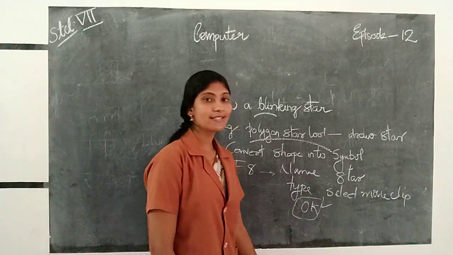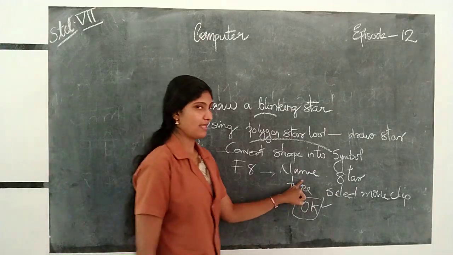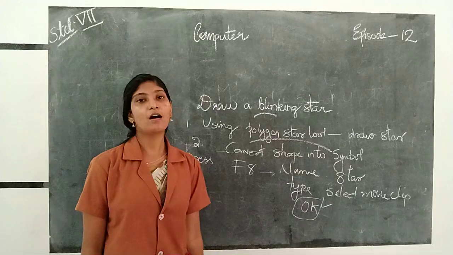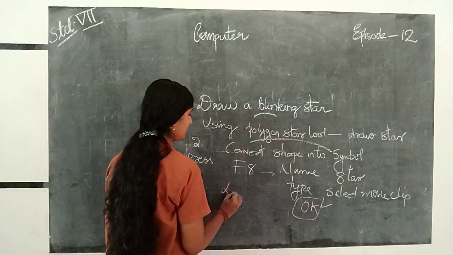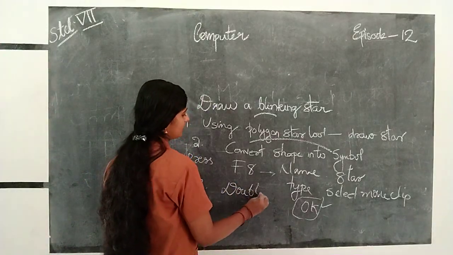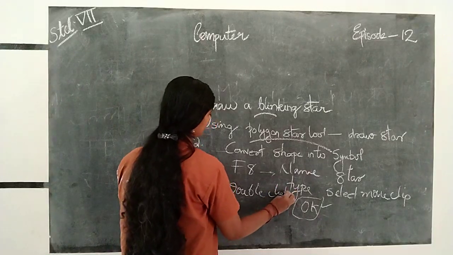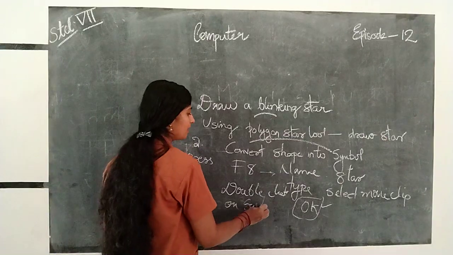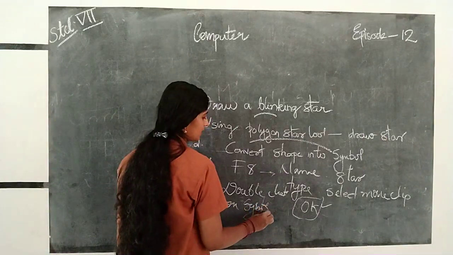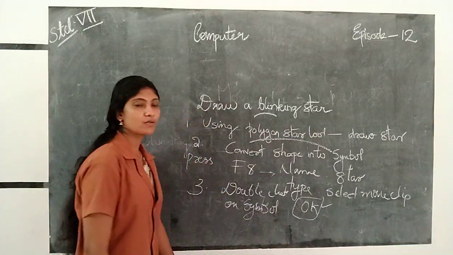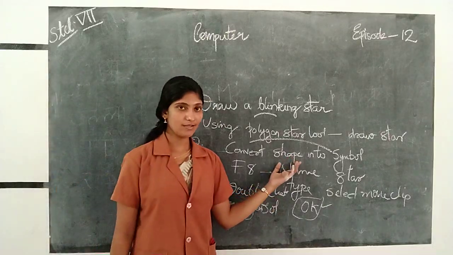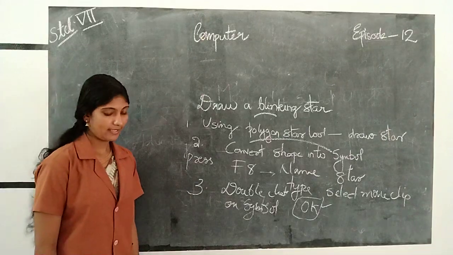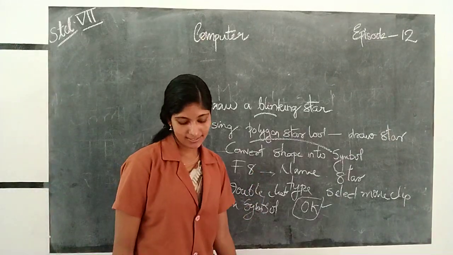So third one is modify this symbol. For that, just double click on the symbol. So third step is double click on the symbol. And you can see a new timeline. That timeline belongs to the symbol which we draw. Okay. So these are the three steps.